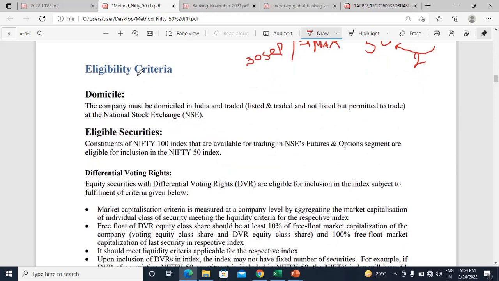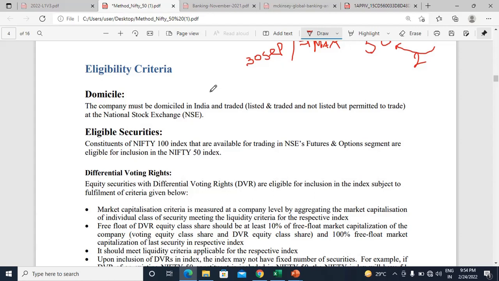Eligibility criteria to become a part of Nifty 50. Domicile. So the company must be domiciled in India and listed and traded, or not listed but permitted to trade on National Stock Exchange. We just discussed this thing. A company must be domiciled in India, means it should be an Indian company, and traded. So traded means either this company is listed on National Stock Exchange and it trades, or maybe it is not listed on National Stock Exchange but it is permitted to trade on National Stock Exchange.